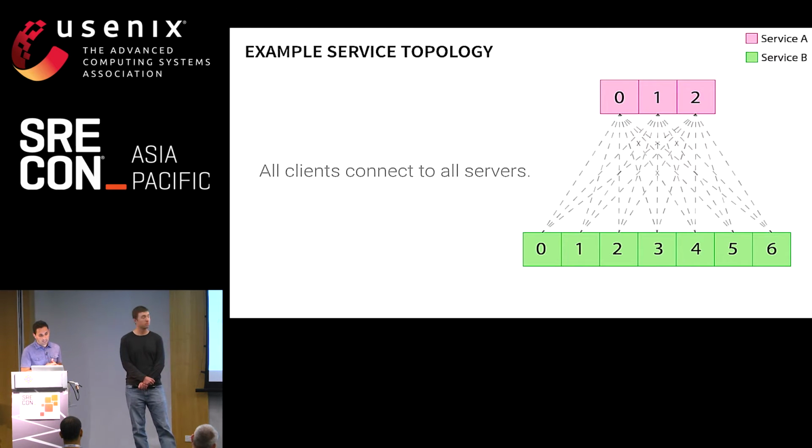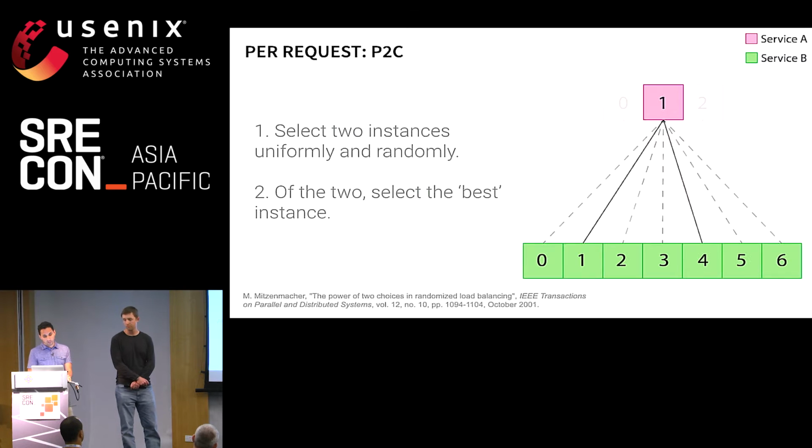So let's take a look at an example. Here we have service A talking to service B. Each instance of service A has an embedded load balancer. Each instance of service B has an equal number of sessions, in this case 3, because each load balancer in service A is opening up a session to all remote instances. In other words, all clients are connecting to all servers. So given this topology, how do we balance requests?